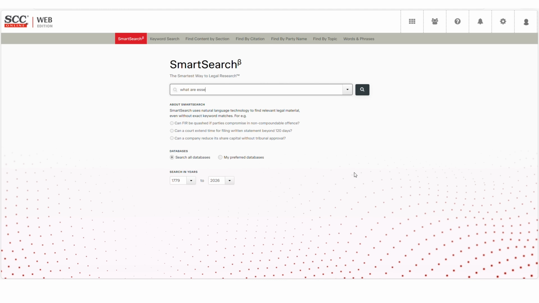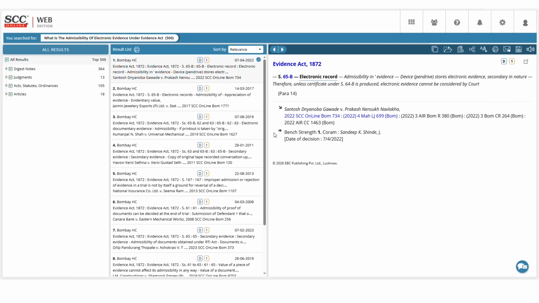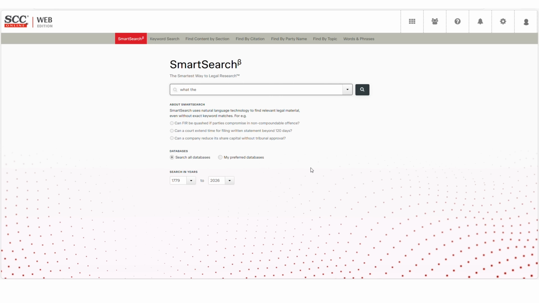What are essential religious practices? What is the admissibility of electronic evidence under the Evidence Act? What is the difference between the jurisdiction of Article 226 and 227 of the Constitution?